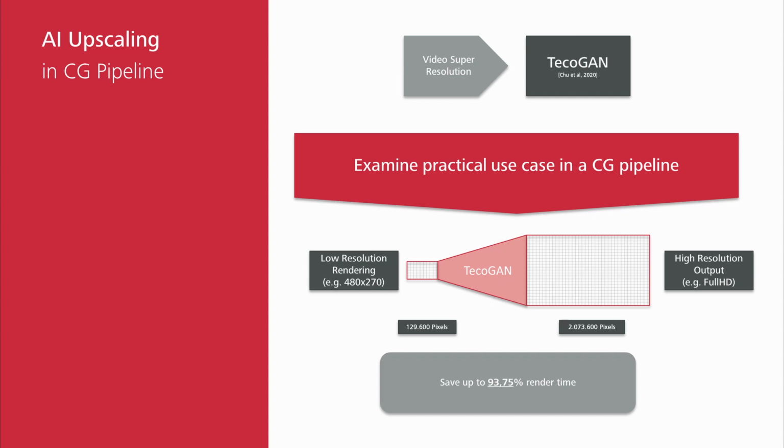To produce a full HD output image containing roughly 2 million pixels, we could render a low-resolution 270p image containing around 130k pixels and upscale with TecoGAN to generate the same resolution output. This could mean saving over 90% of the render time compared to rendering the full resolution in the first place.